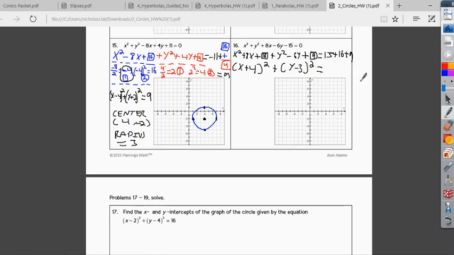15 plus 16 is 31 plus 9 is 40. So that means our center is going to be -4, +3, and the radius is equal to the square root of 40, which is the square root of 4 times 10, which means it's equal to 2 times the square root of 10.